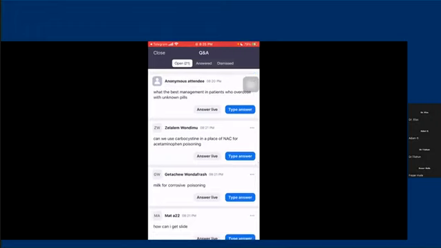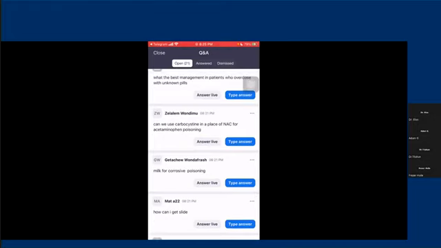Can we use carbocysteine in place of N-acetylcysteine for acetaminophen? I have no experience with carbocysteine, so I cannot comment on that.